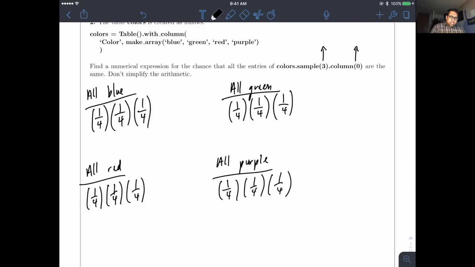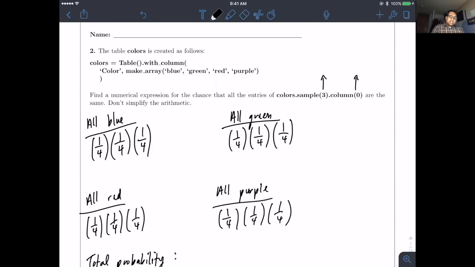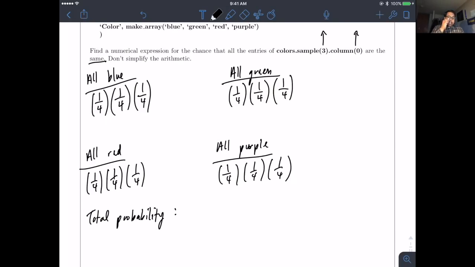So now our total probability is then equal to, well, we just have to add all these up, right? Because we'll either have all blue, or all green, or all red, or all purple, right? Because we want to see the chance that all of the entries are the same, right? So there's never a chance that we could have all blue and all green, right? That doesn't really make sense. So by the addition rule, we can add these events together.